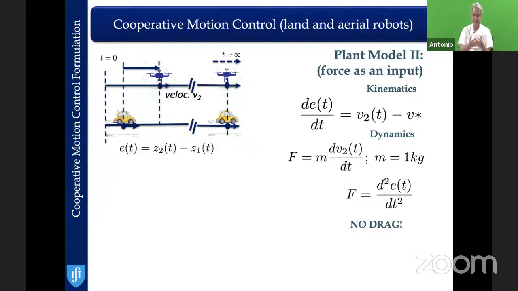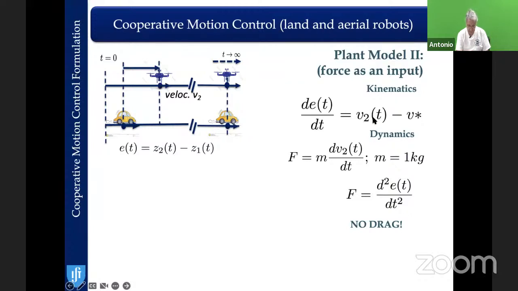Okay, it's closer to reality. I'm already getting closer to the inner loop. So of course, if you do this, then you reach the conclusion that F is d squared E over dt squared, okay?